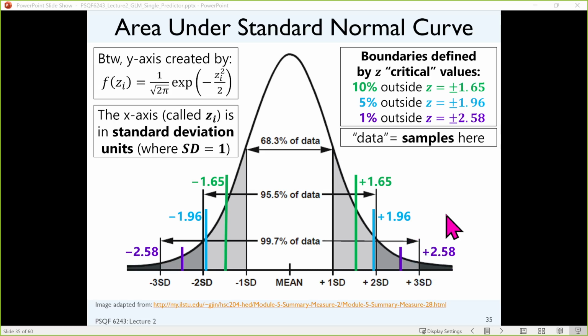So we have to choose ahead of time where we're going to draw the line in the sand as to how far away is something before we say, I don't think this is right. I don't think the null is right because we're too far away. It's unlikely that our sample came from a distribution where the null is true.